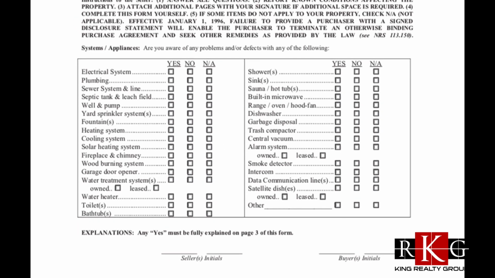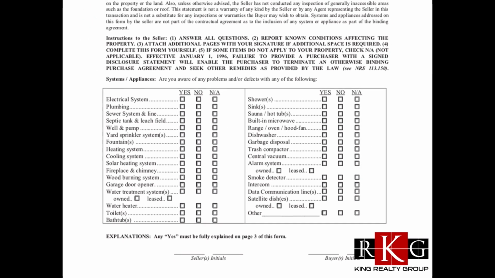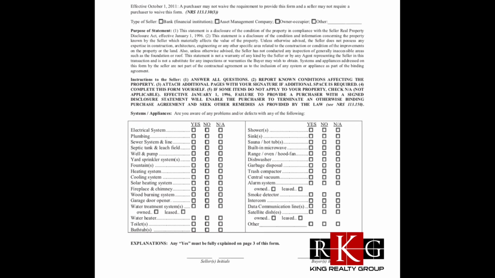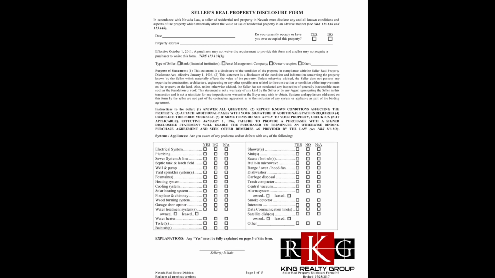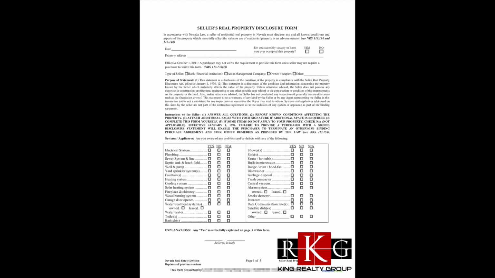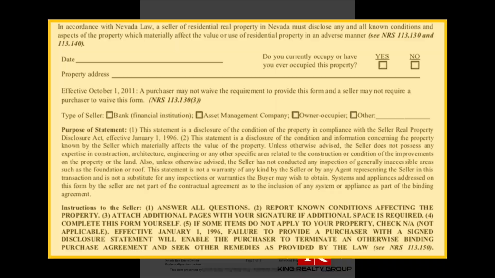If a buyer closes his transaction without a completed form, or if a known defect is not disclosed to the buyer, the buyer may be entitled to triple damages unless the buyer waives their rights under NRS 113.150, paragraph 6. The SRPD is divided into 5 main sections. The first section identifies the property, its occupancy, and the type of seller. It then explains the purpose of the form and provides instructions to the seller.